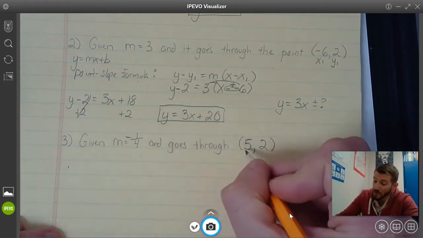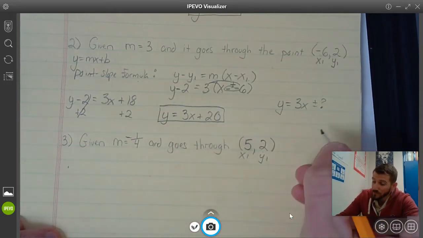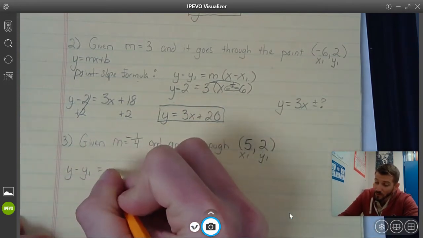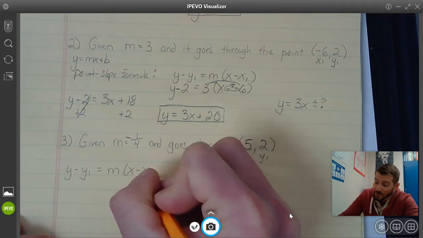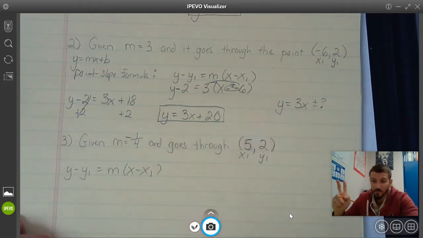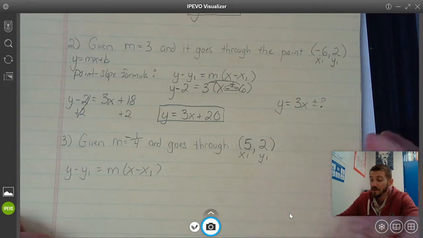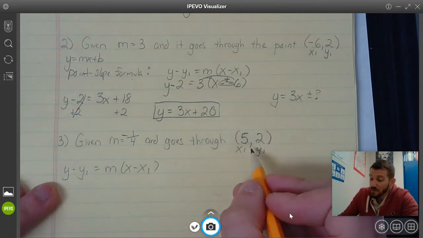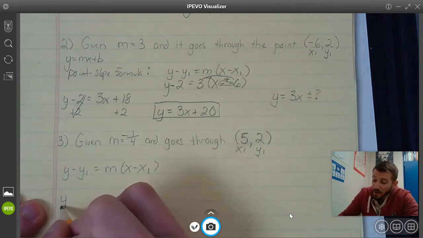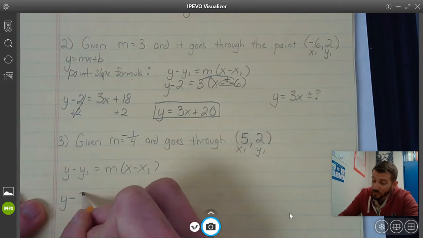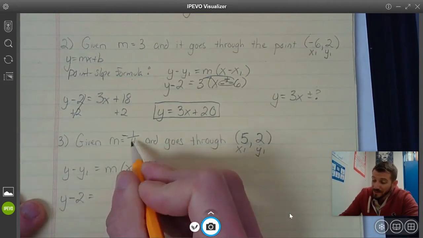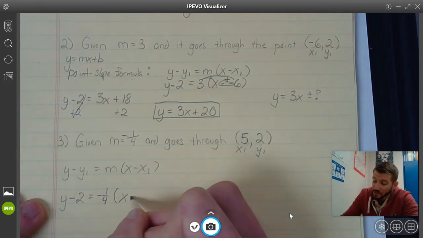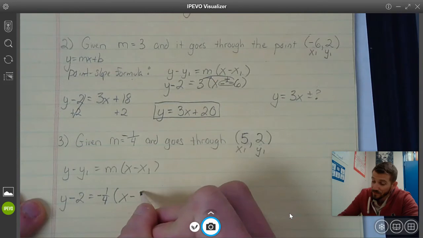So I'm going to label my point x1, y1, and I know my slope already. So y minus y1 equals m times x minus x1. And the only thing that makes this problem difficult is the numbers don't work out pretty. They actually have fractions and things that we're not comfortable with. So if you take a look at your problem, let's plug things in. Y minus y1, which is 2, equals your slope, negative 1/4, parentheses, x minus x1, which is 5.